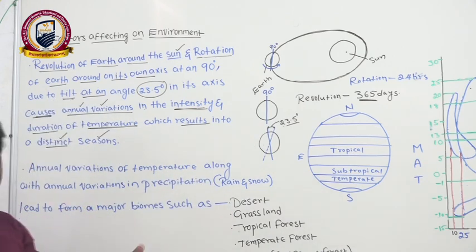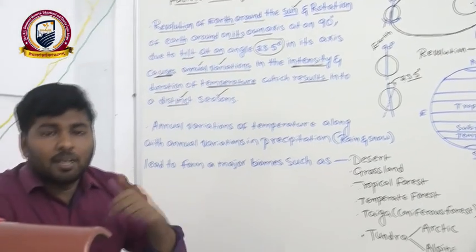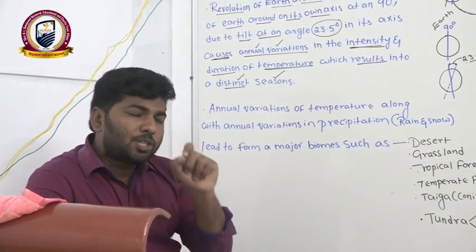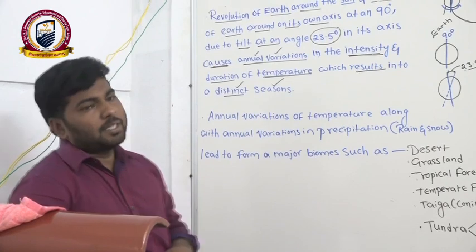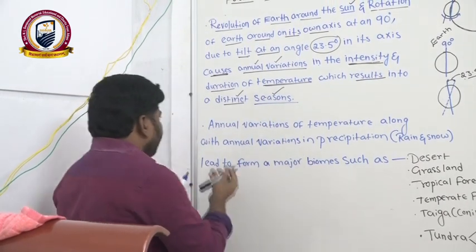Sometimes they may ask the question, how are the different seasons formed in the environment? The reason is the revolution and rotation of Earth. While revolving and rotating, Earth sometimes causes a tilt in its axis. Due to this tilt, variations occur in the intensity as well as the duration of temperature, and it leads to the formation of different seasons. Clear? Now we can see here.